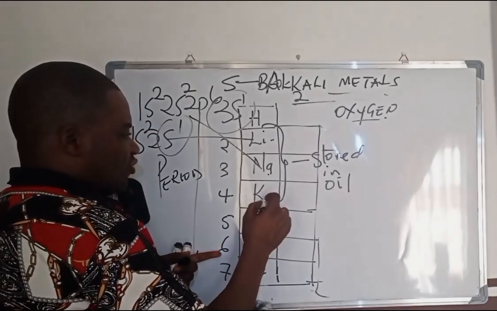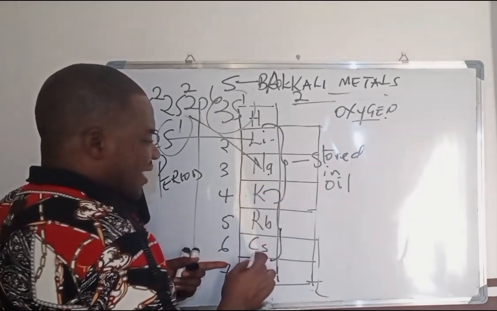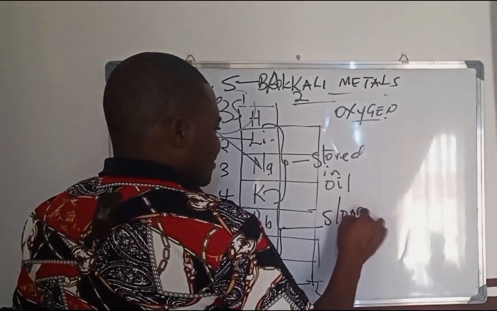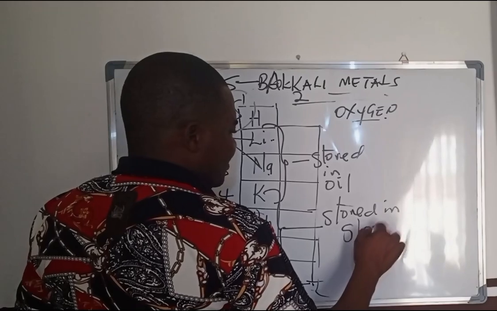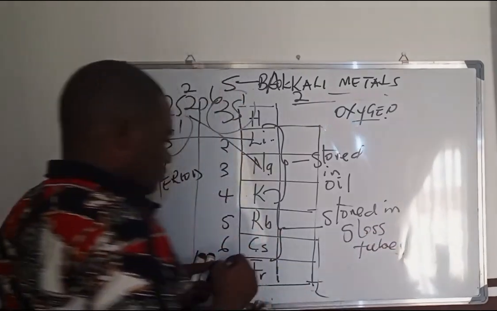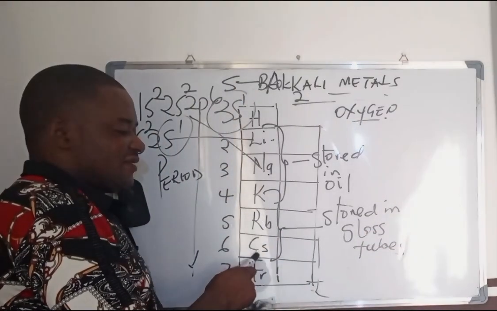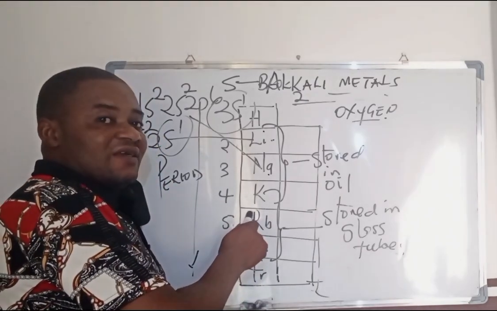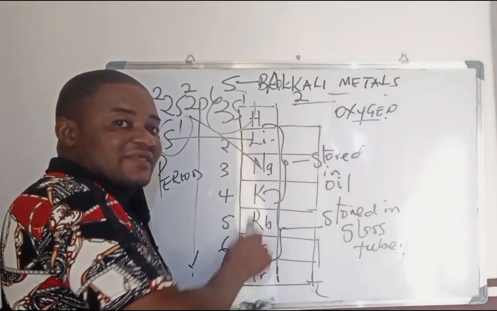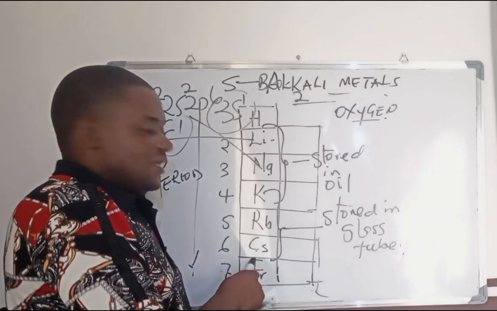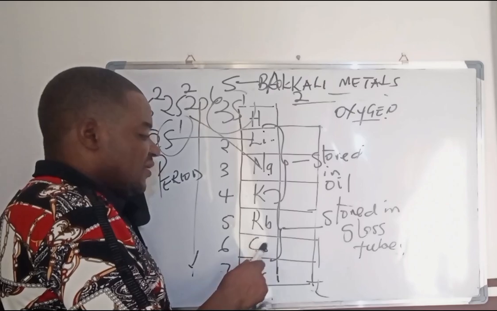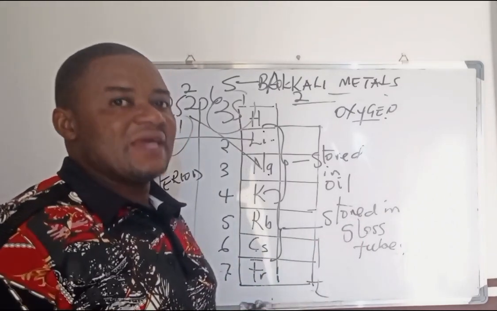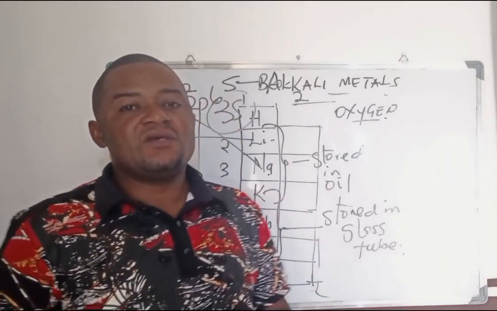But potassium, rubidium, and cesium are always stored in glass tubes, because they have larger densities and are highly reactive, because of their reduced ionization energy and their increased atomic radii. They are stored in a glass tube where air can never have contact with the metal.